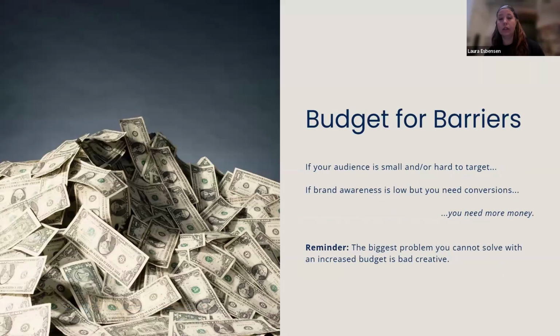Budget for barriers. So for a long time, Meta ads were the cheapest thing out there, and you could get incredible numbers for no cash. But of course, like everything else, the markets become saturated. So now you need more cash to get the same effect. And primarily, there are two barriers that are important to counteract with money. So if your audience is small or hard to target, basically it's hard to find your people, or nobody knows about you, but you want to jump straight to conversions, then you need more money to run your campaigns.